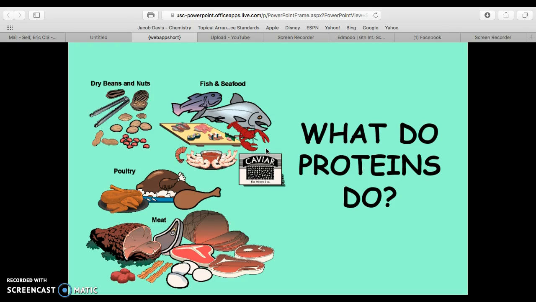Notice that none of these really have any sugar added at all, right? There's no carbs, there's no saccharides, no polysaccharides, there's none there. Everything is a meat product except for nuts and beans, right? And all of these are where you're very high in proteins. So if you need proteins in your diet, this is the place to go to get those.